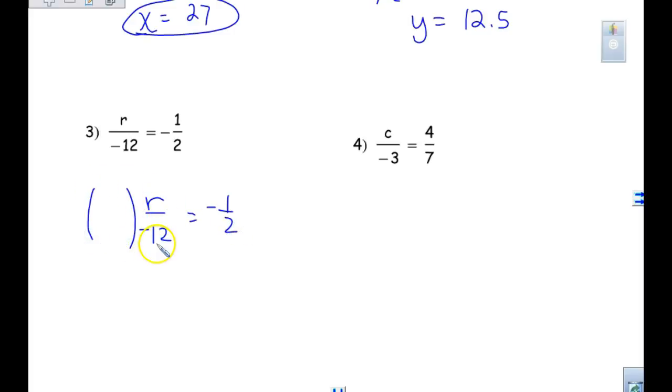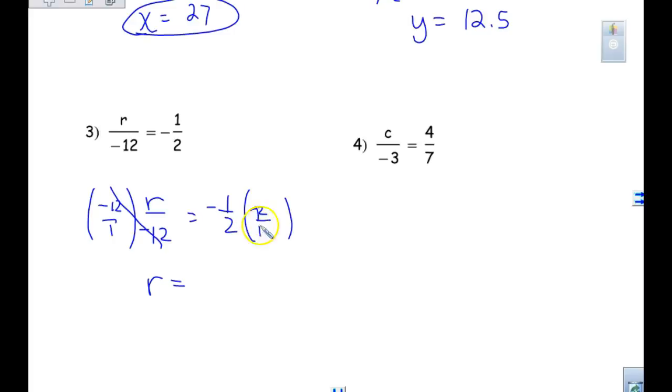What's opposite of dividing by negative 12? We're going to multiply, and not just by 12, but by the same sign. So we want to make sure we're putting negative 12 here. Okay? So we're going to put negative 12 over 1, and we're going to put negative 12 over 1 here. So as we look at that, Emma, my negative 12s cancel. Negative divided by negative leaves us with a positive r. What am I going to be left with on this side?